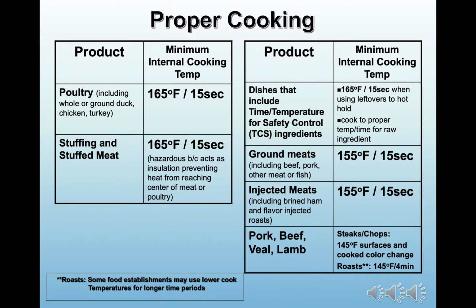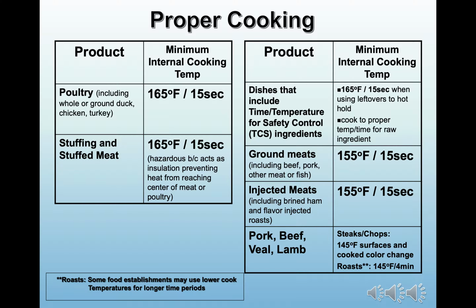Now that we know more about food temperatures and the appropriate ways to record them, we can discuss what the proper cook temperatures for certain foods are. For whole or ground poultry products, such as chicken, turkey, or duck, the internal cooking temperature needs to reach 165 degrees Fahrenheit for 15 seconds. This also applies to stuffed poultry or poultry used as stuffing.